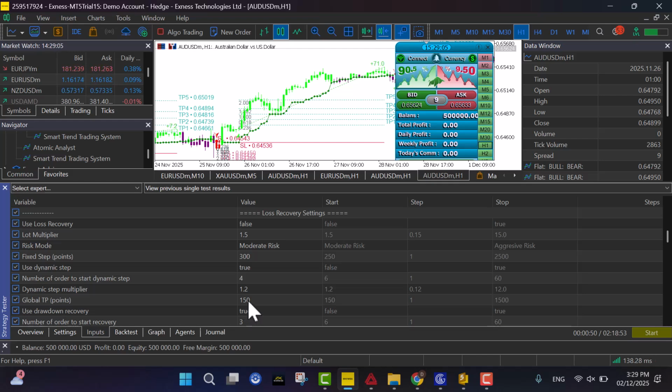In this example, it's 150 points. That's going to be 15 pips. And then every trade that is opened is going to be set up without a stop loss, and it's going to be chasing that 15 pips.